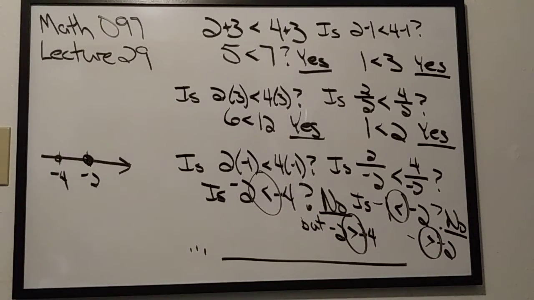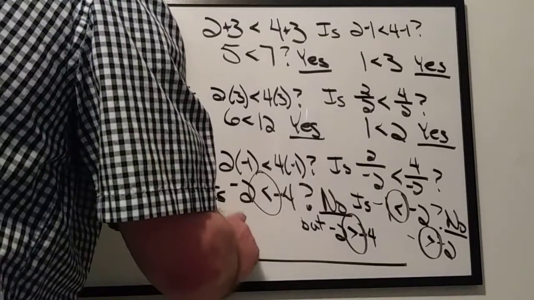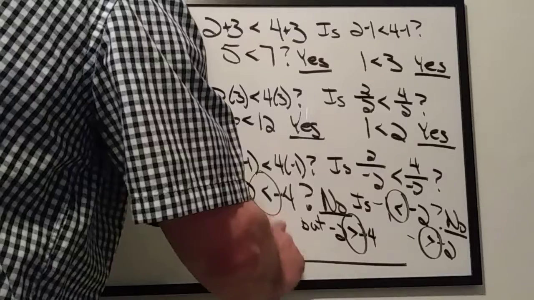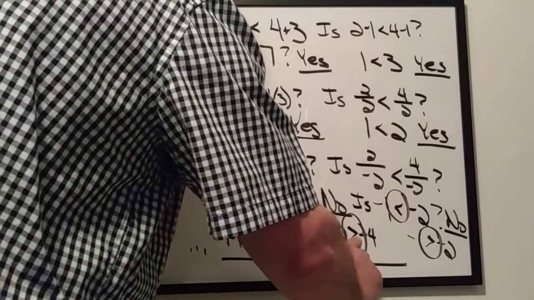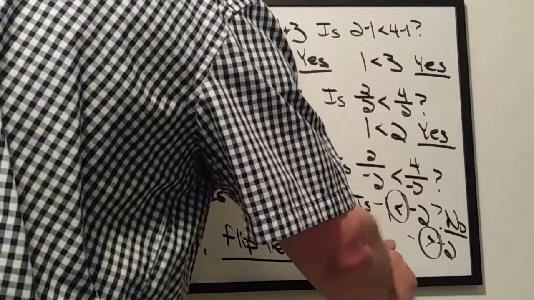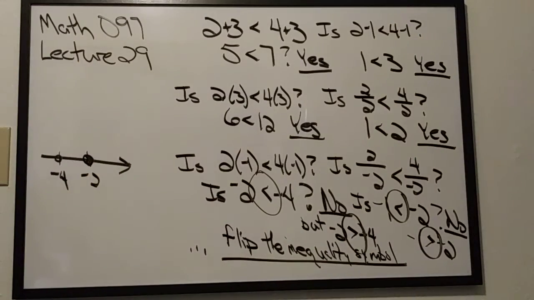So under the table, I've given you a fill in the blank. When you multiply or divide both sides of an inequality by a negative number, you must flip the inequality symbol. So what that means then is if you started with a less than and then multiplied by a negative, you would have to flip the less than symbol into a greater than. Or if you started with a greater than, you need to flip the greater into a less than.